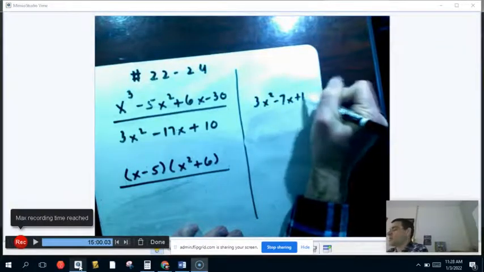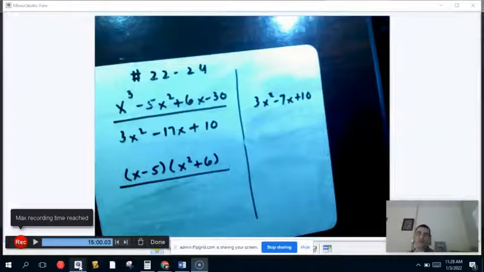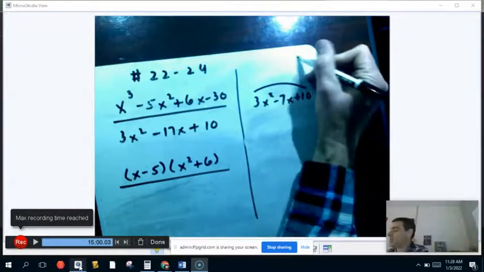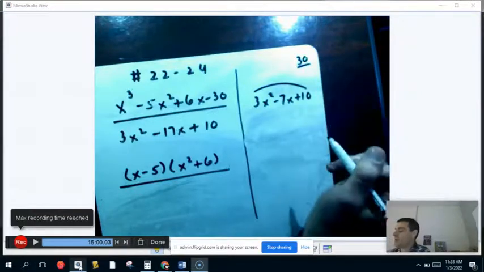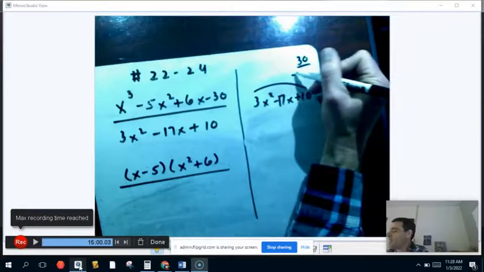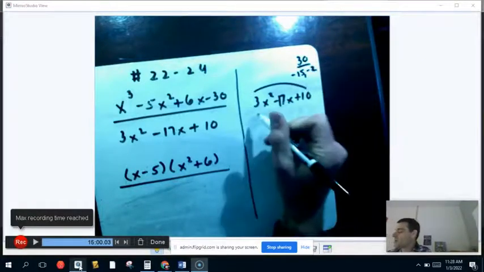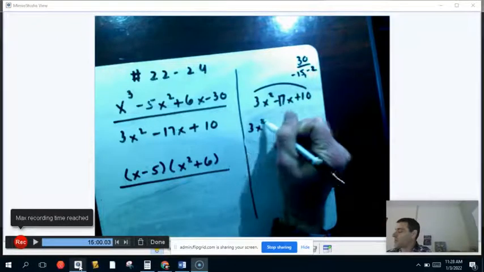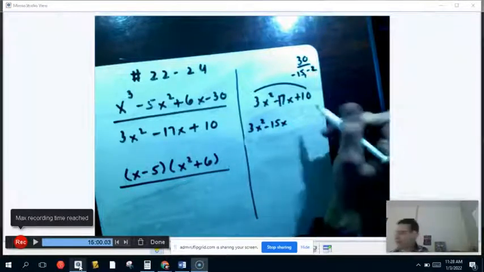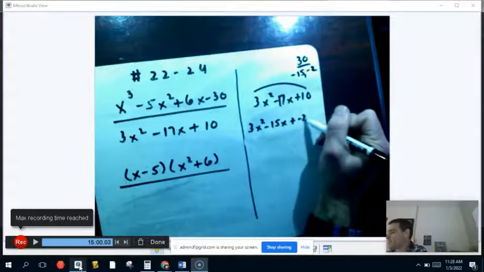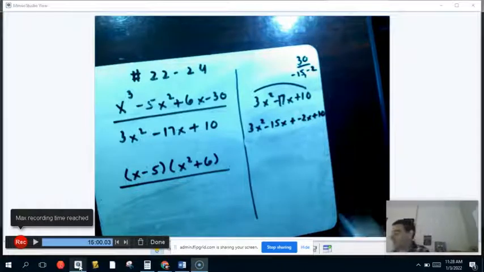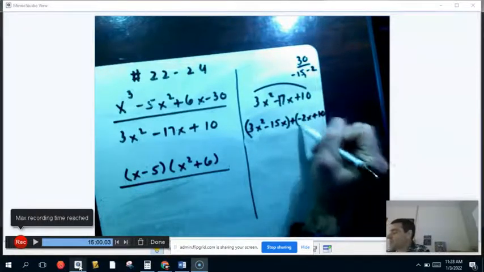Okay, so if we have a trinomial with a leading coefficient that's not 1, you want to go ahead and multiply 3 and 10 to get a 30. Factors of 30 that add to give you negative 17, excuse me, will be negative 15 and negative 2. Okay, so I can go 3x squared minus 15x or minus 2x. It doesn't matter right there which one you put first. I chose to put the negative 15 first, which is fine. I make it into a 4-termed polynomial.